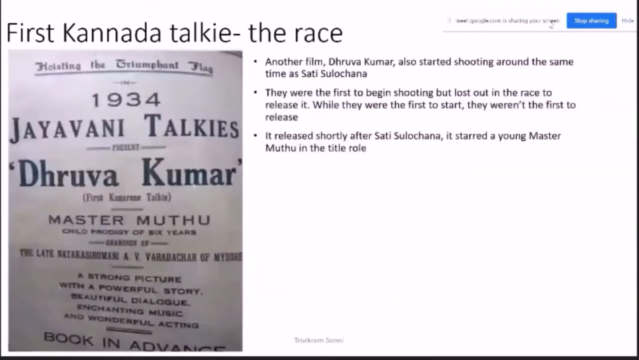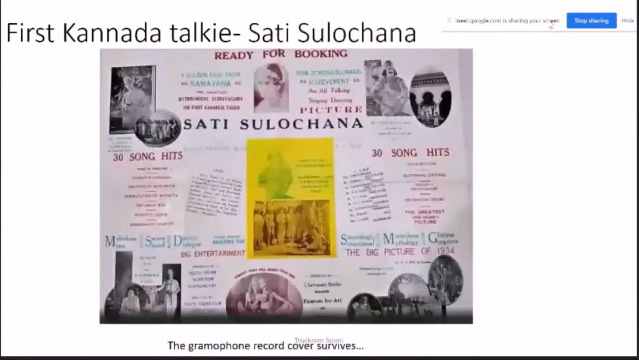This is the cover of the gramophone record. 30 songs, right? 3 hours, 30 songs. Amazing. How could anyone sit through a movie of 3 hours and listen to 30 songs? I'm thinking how much time there was to deliver a dialogue, when all the time there were songs.